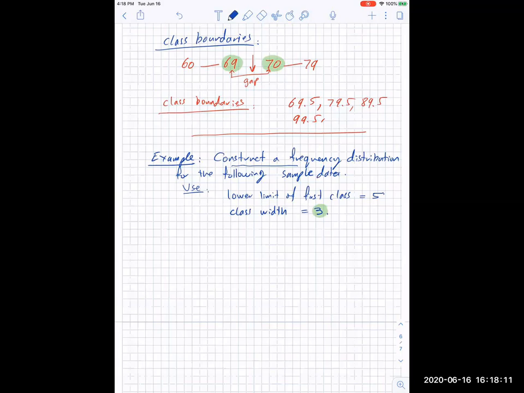The first class begins with 5. Here's the sample data.